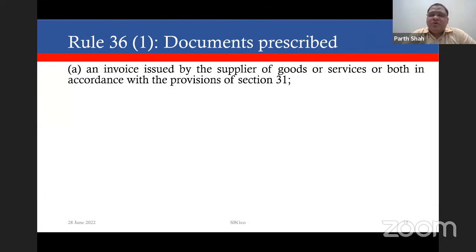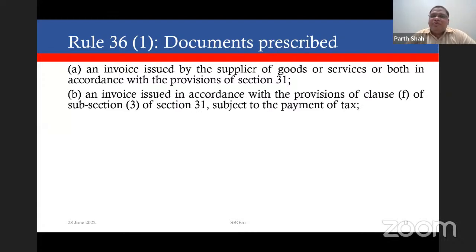They have said that an invoice issued by the supplier of goods or services or both in accordance with the provisions of Section 31. An invoice issued in accordance with the provisions of Clause F of sub-section 3 of Section 31. This is very important. As you all are aware, Section 31(3)(f) requires that when we receive supplies from an unregistered person which attract reverse charge, you have to prepare a self-purchase invoice, a self-purchase document, and maintain that in your records. At the time of audit, officers can ask for those documents, and if you are not prepared on a daily basis, it is possible that your ITC claim on RCM tax paid might be denied.